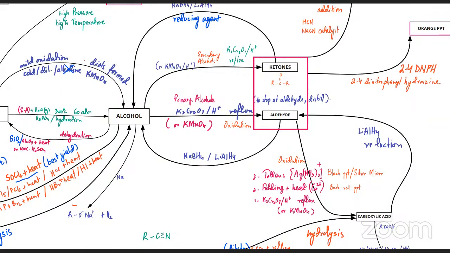And aldehydes can further be oxidized by Tollens' reagent and Fehling's solution. Tollens' will give a silver mirror, Fehling's will give a brick-red precipitate. So you cannot use these two in this case. Make sure you know the color changes of all of them.